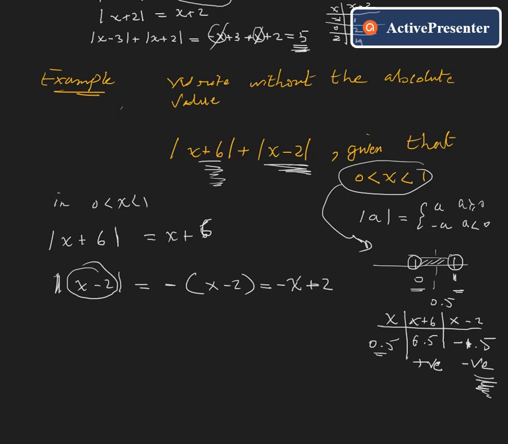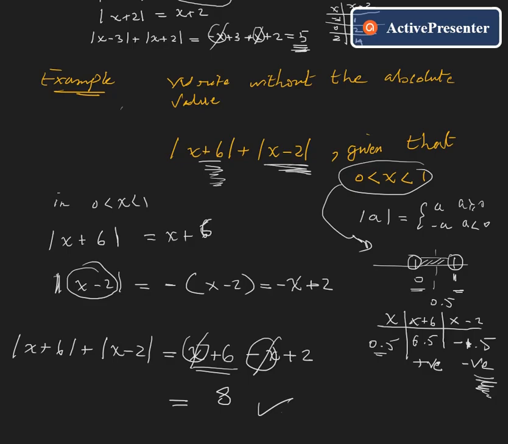So to simplify, the absolute value of x plus 6 plus the absolute value of x minus 2 equals x plus 6, we know that, minus x plus 2. So x and minus x will cancel. Then we have 6 plus 2, which is 8. And we are done.